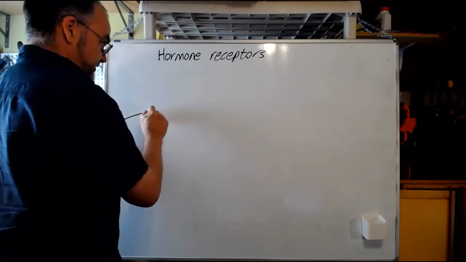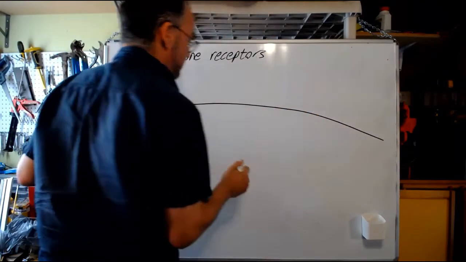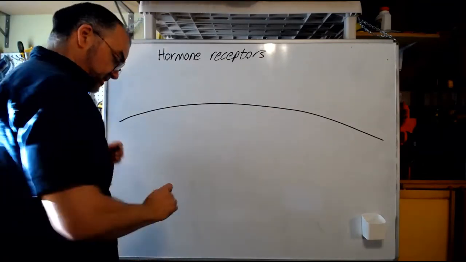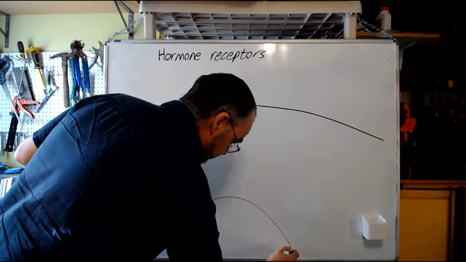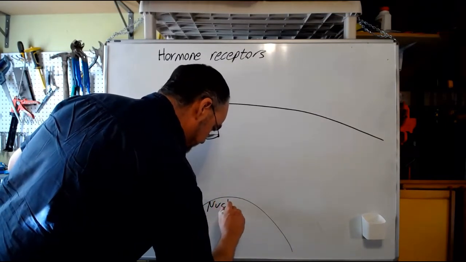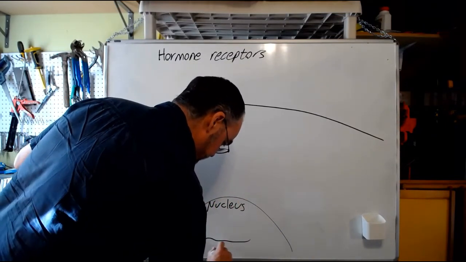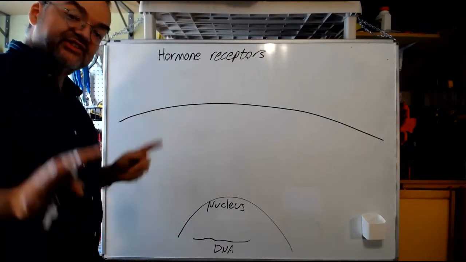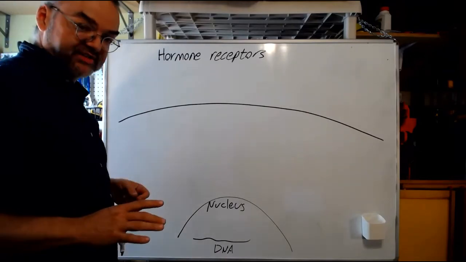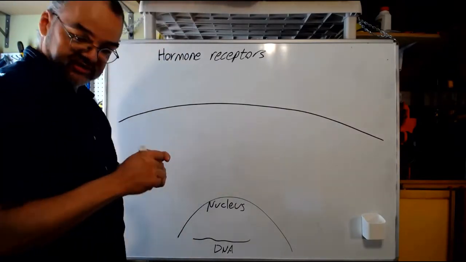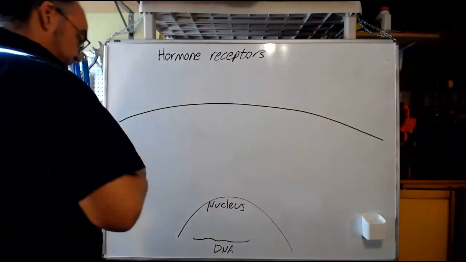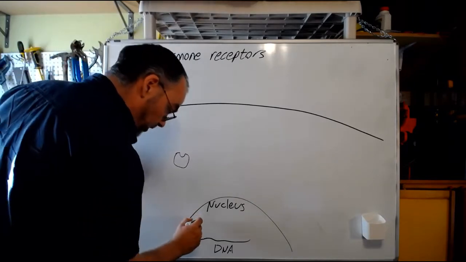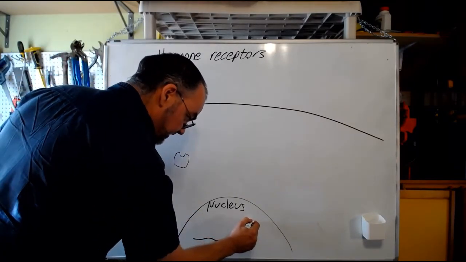We'll put sort of the outside of a cell here. And we'll imagine hormones are coming from outside toward the cell and then talk about what they do in here. So in here I'm going to have the nucleus, where we've got the DNA. Now, some hormone receptors are what we call intracellular. So for an intracellular receptor, that receptor could either be here in the cytoplasm or even here in the nucleus.